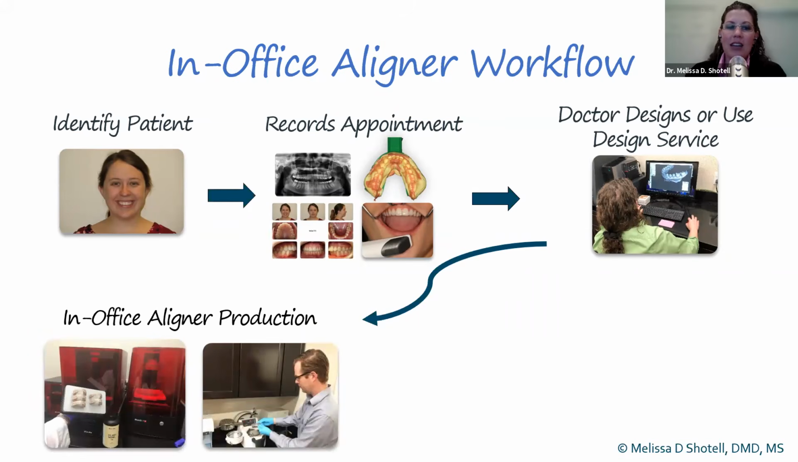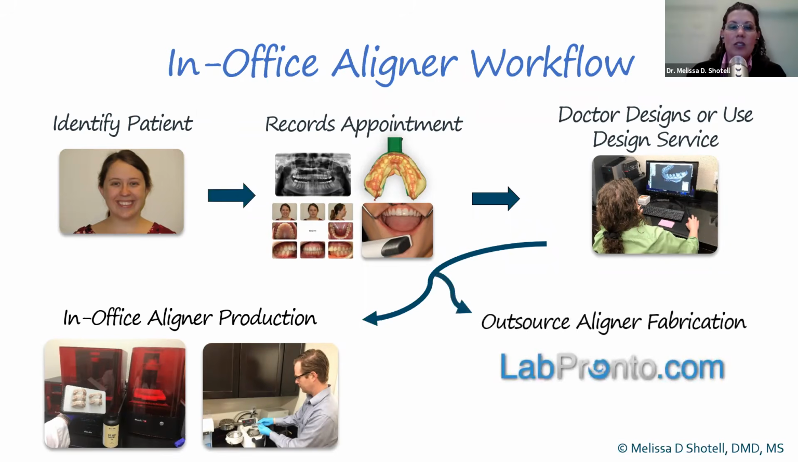Once our design has been created in our office, we can choose to do in-office production of our clear aligners utilizing our 3D printers, our vacuum formers, and trimming. Or we can choose to outsource aligner fabrication to a laboratory like Lab Pronto. And we can chat a little bit about this at the end during the question and answer session. So as you can see, there are many different avenues that can be taken in the in-office clear aligner workflow. We have the ability to control the design process, and we have the ability to control our in-office aligner fabrication.